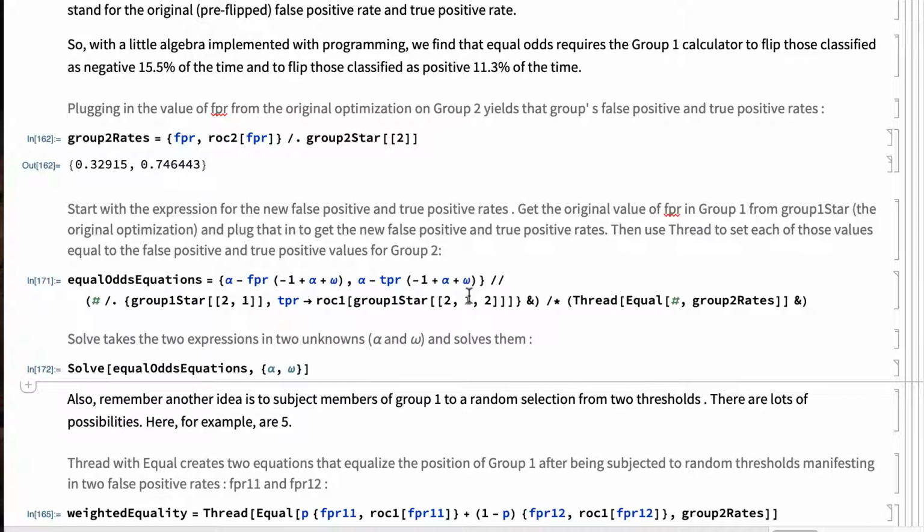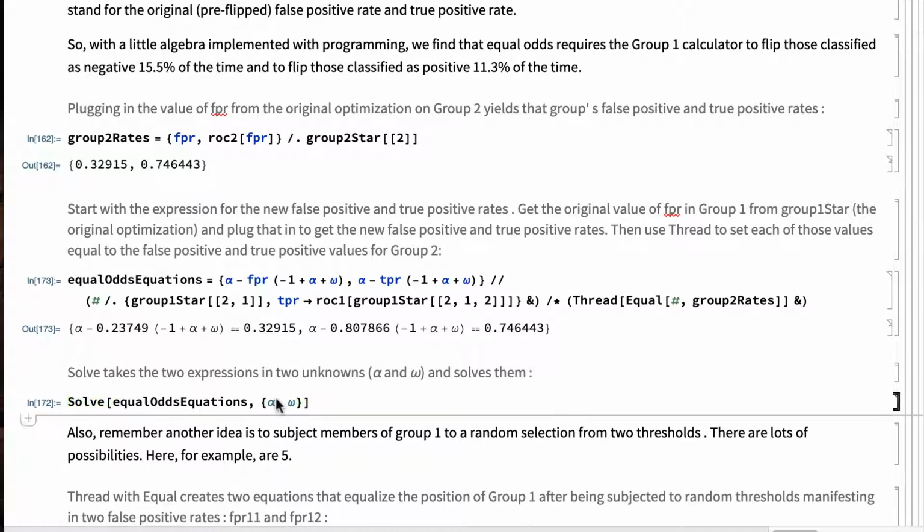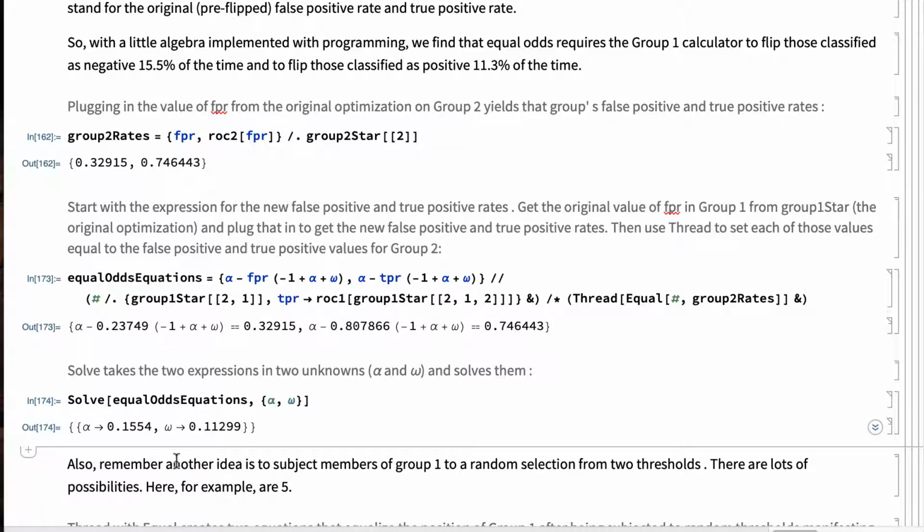And with a little code bug repaired, we're able to do the algebra here. We're going to start with that equation or expression from the last lecture showing where you end up as a result of flipping alpha percent of those who were previously classified as negative and omega percent of those who were previously classified as positive. So we end up with this equation, which we can now solve. And it turns out that we need to flip 15.5% of those classified as negative, and 11.3% of those classified as positive.